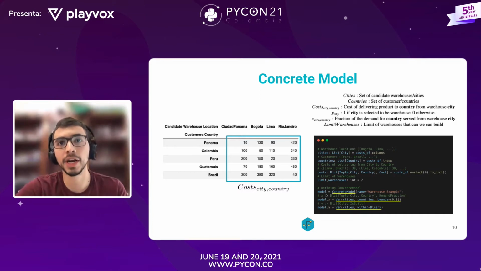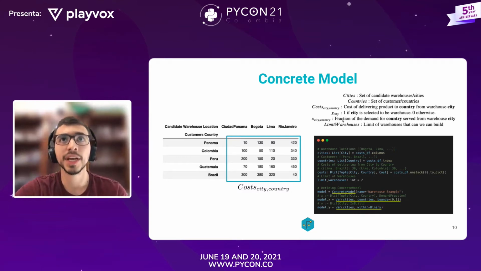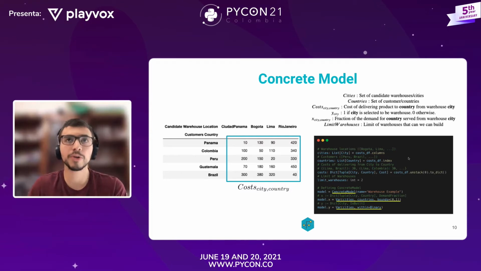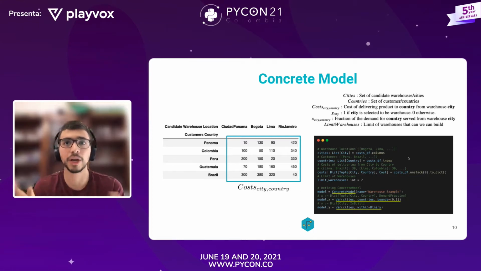And now we have to define our variables. So we have two decision variables, which are x and y. We will look now at what each of them is. First, x is going to be the fraction of the demand for each country that we're going to serve from each warehouse. For example, Bogota is going to attend 20% of the demand of Peru. That is going to be our x. That 20% will be the value of it.